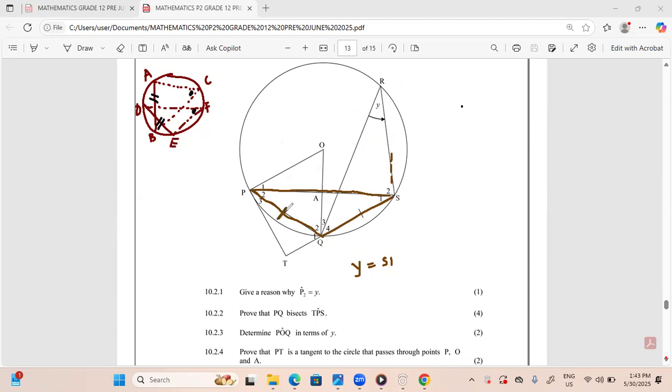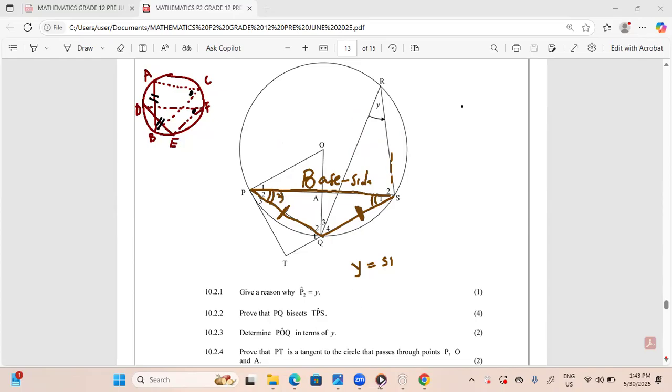Which means, remember I said PQ equals QS. So this PQS is isosceles. You can think of this side as a base side, which means that the angle P2 and the angle S1 are equal. So we set S1 equals y. Also P2 will also be equal to y.